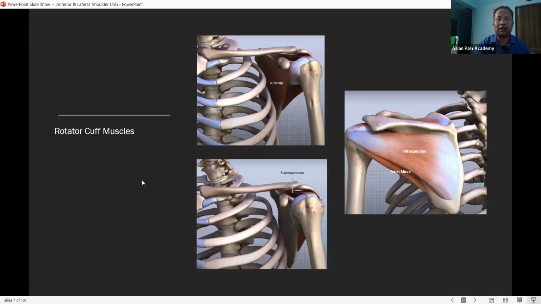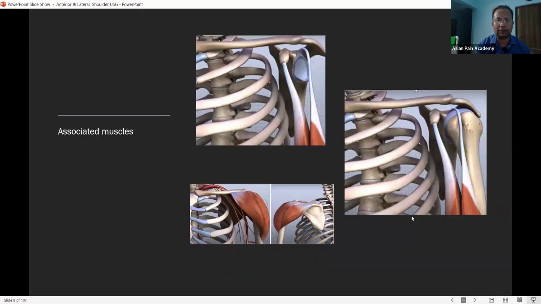Then comes, I have already told what the rotator cuff muscles are: subscapularis muscle, supraspinatus muscle, infraspinatus muscle, and teres minor muscle. Here one thing is important for you to note. Okay, next muscle I will just tell you.